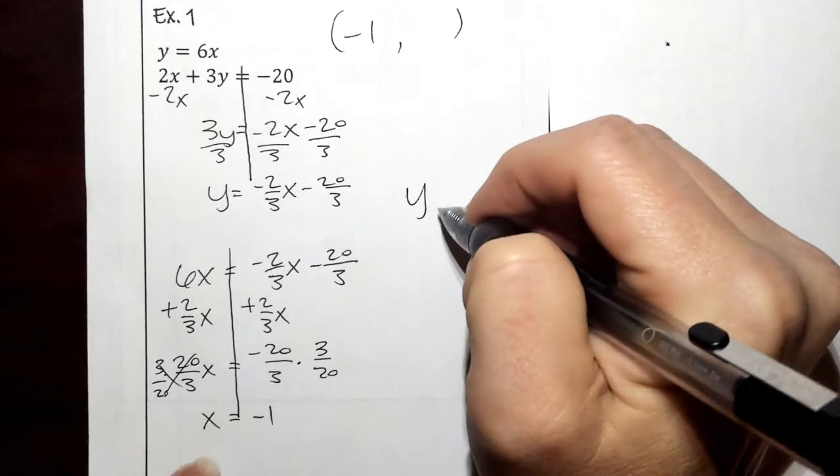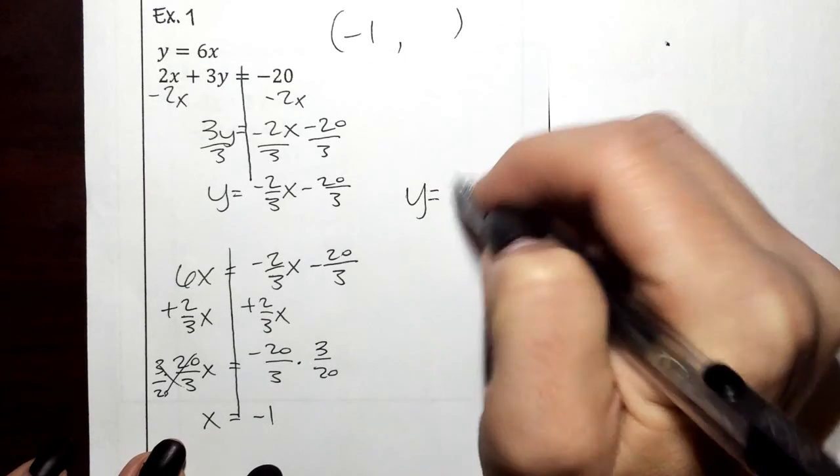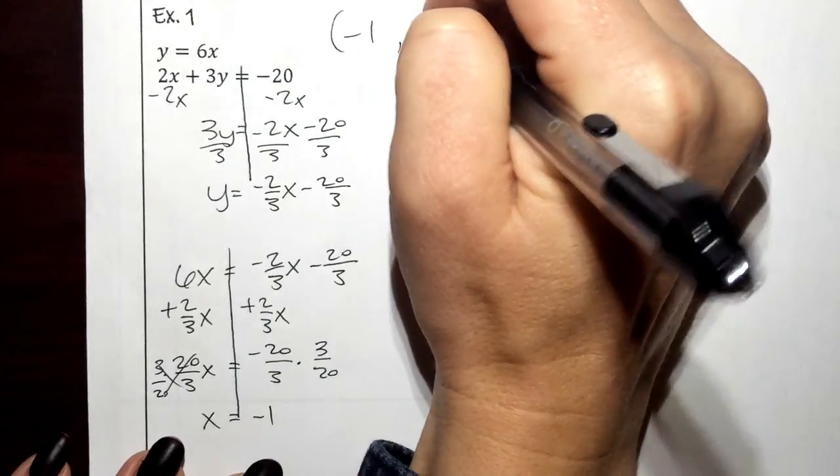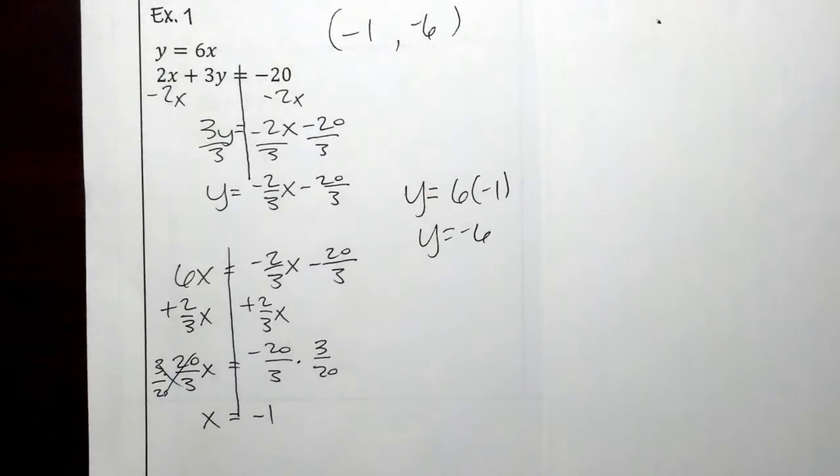I'm going to plug in that x value for one of these equations. I'm going to go ahead and pick that first one. y equals negative 6. Our solution here is negative 1, negative 6.